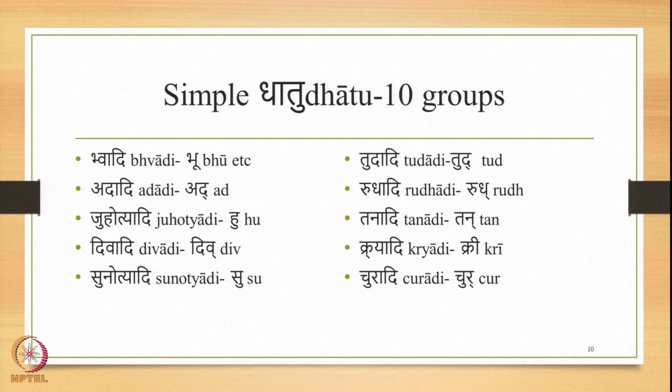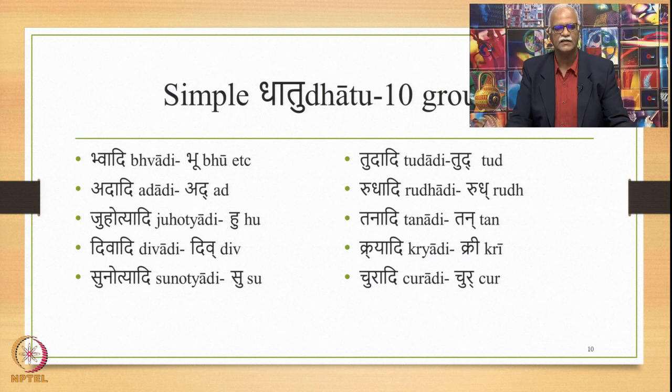The simple Dhatu has 10 groups: Bhvadi, Adadi, Juhotyadi, Divadi, Svadi, Tudadi, Rudhadi, Tanadi, Kryadi and Churadi. Bhvadi is a list at the beginning of which appears Bhu. Adadi is a list at the beginning of which appears Ad. Juhotyadi is a list at the beginning of which appears Hu.